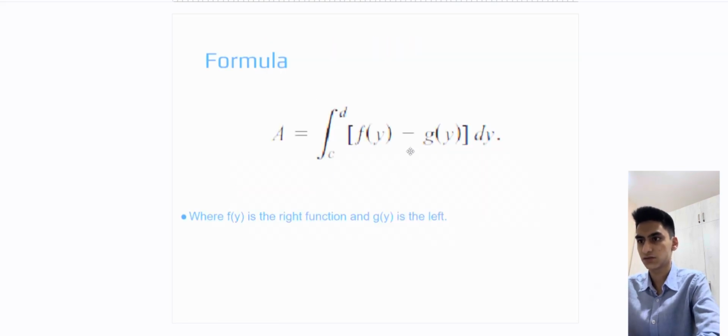We have this general formula for integrating with respect to y. Area equals the integral from c to d of f(y) minus g(y) dy, where f(y) is the right function and g(y) is the left function. Let's look at some examples.